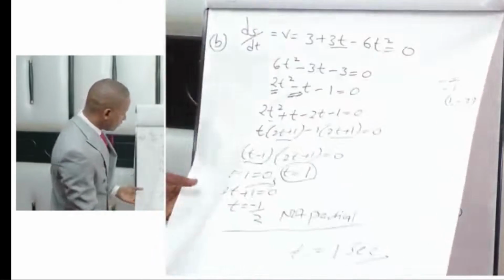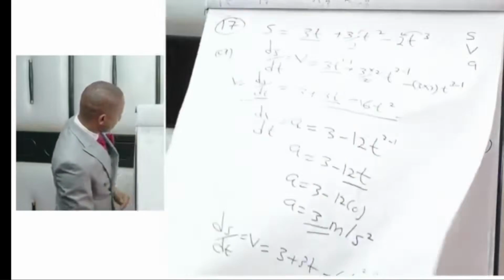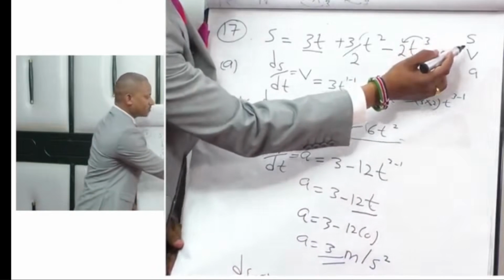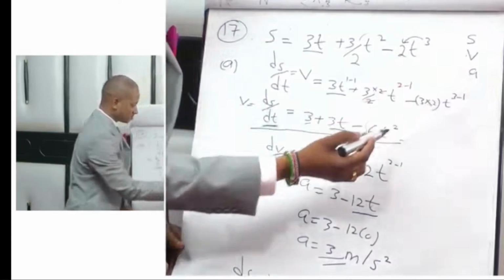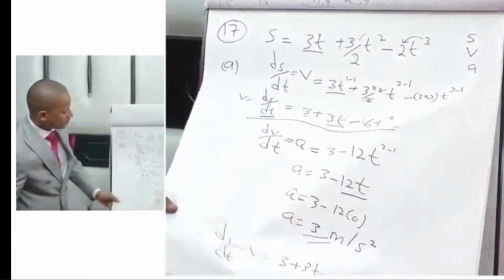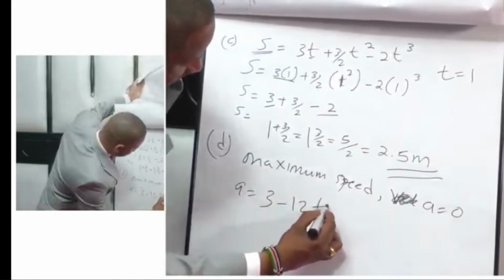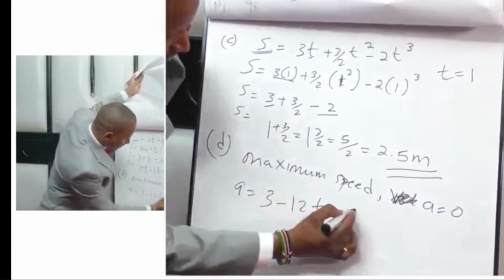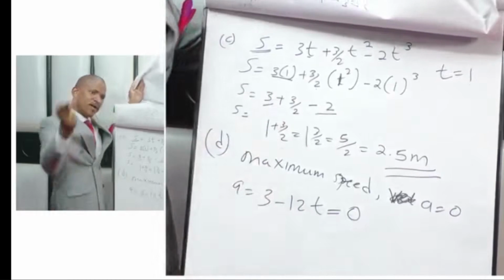Acceleration, we already found it here. You already differentiated S, you get velocity. Differentiate velocity with respect to t, you get acceleration. And that acceleration is here, 3 minus 12t. So acceleration is 3 minus 12t. At maximum speed, the acceleration is 0. Then you get the value of t, and you replace it where v was.